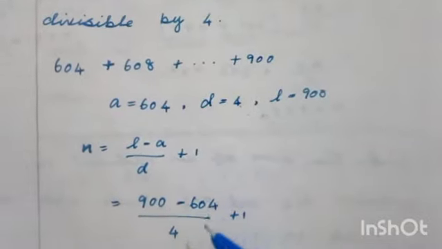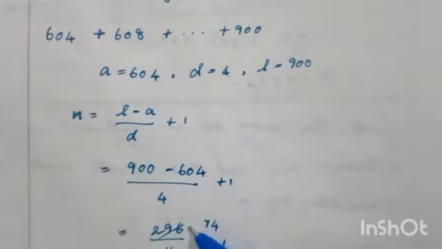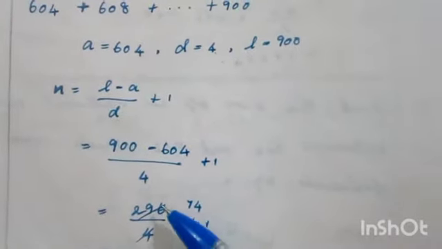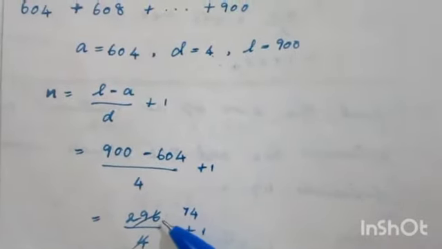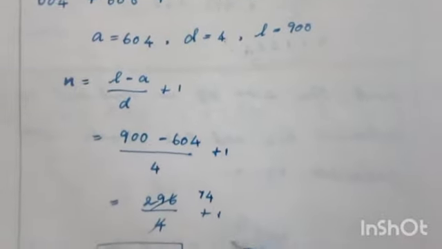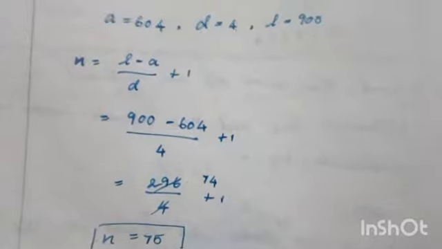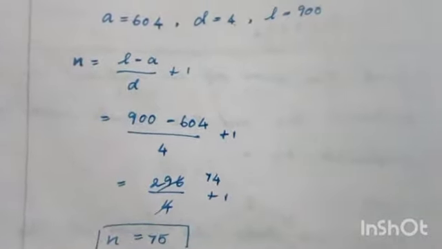So subtract these two values. So that is 296 by 4 plus 1. 4 table is possible. 7 4s are 28, balance 1, 4 4s are 16. So 74 plus 1. So that is equal to 75. So n is equal to 75.